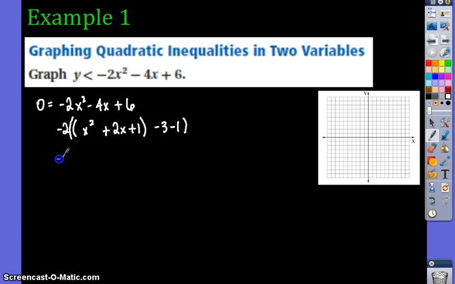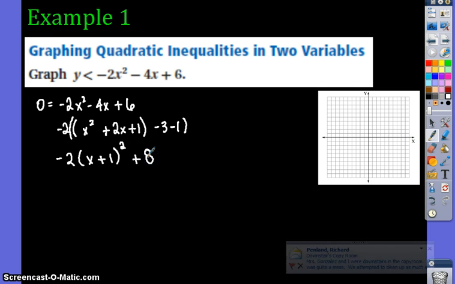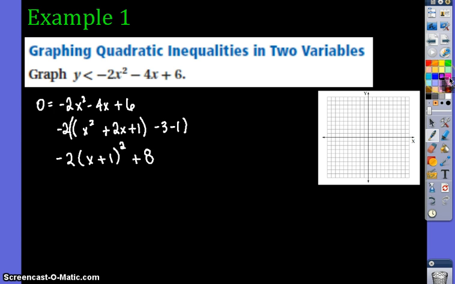So now we know that this is negative 2 times the quantity x plus 1 squared. And then we would have over here a negative 3 and a negative 1. Put them together, you get a negative 4. But we need to remember that that whole thing needs to be multiplied by a negative 2. So negative 2 times negative 4 would yield a positive 8. So now we have vertex form of our parabola, which would be negative 1 comma 8. So we can go up on our graph and plot negative 1 and then 8.